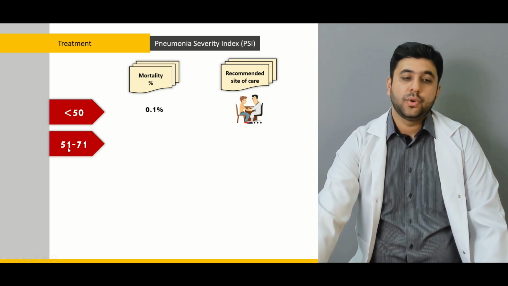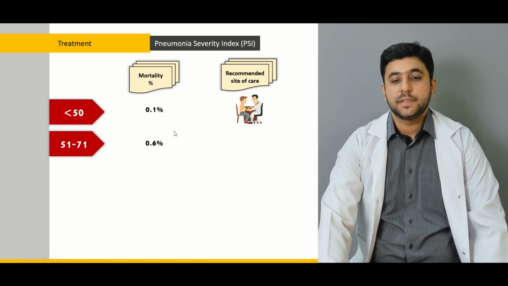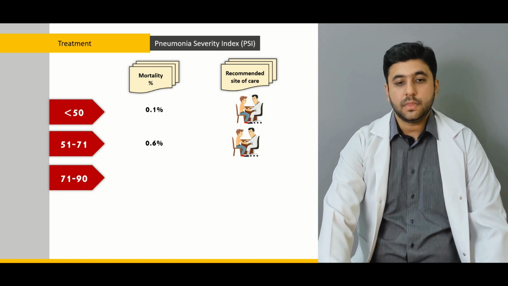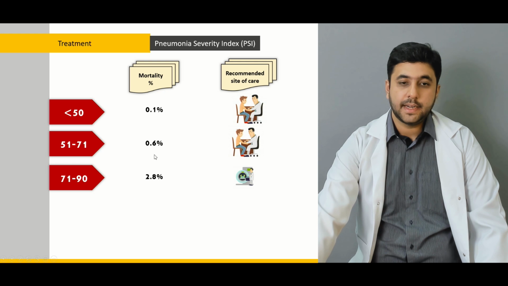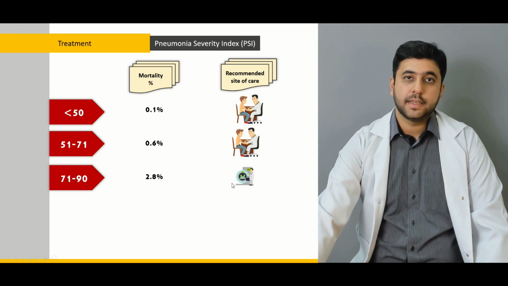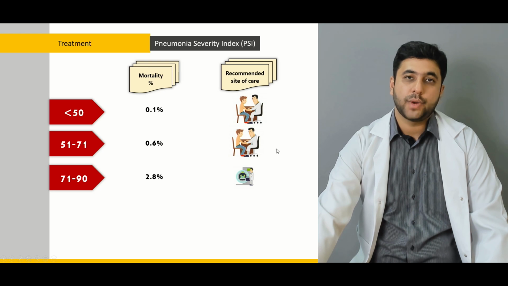If the score is between 51 and 70, then the mortality rate is 0.6%, and this patient can also be managed conservatively in the outpatient department. After this, if the mortality rate starts going up, if the score is between 71 and 90, then the mortality rate generally is 2.8%. And for these patients, we don't admit them in the hospital setting per se. We keep them in an observational unit and we try to treat them. And the majority of them get better and then get converted into the category 1 or 2.